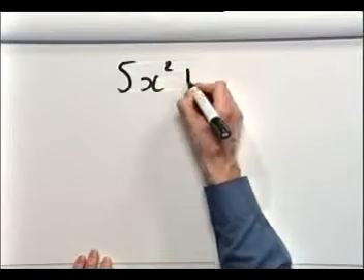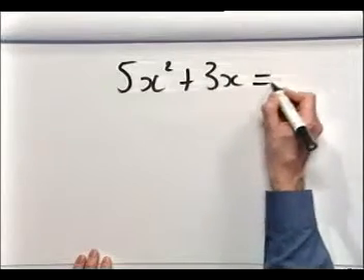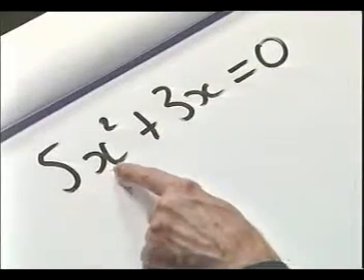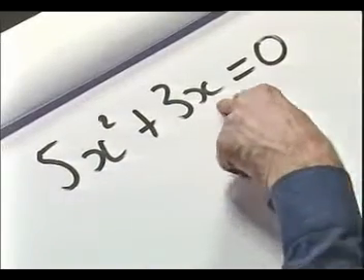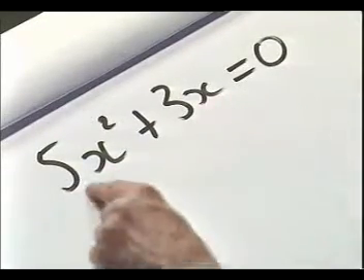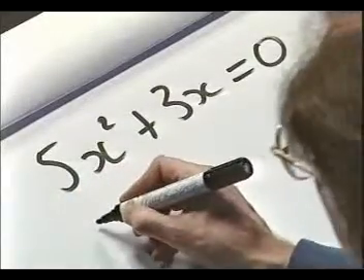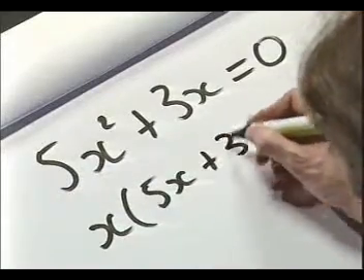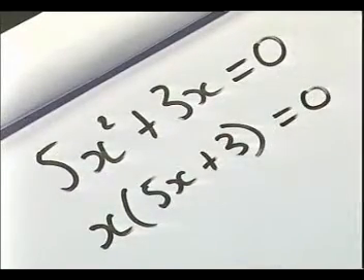Let's take another example. This one will take us 5x squared plus 3x equals 0. It's already written as equals 0, so we don't have to worry about that first step. So the second step is to look for a common factor. I've got 5x squared plus 3x. So I've got a common factor here of x. So I can take that out, leaving me with x times 5x plus 3 equals 0.